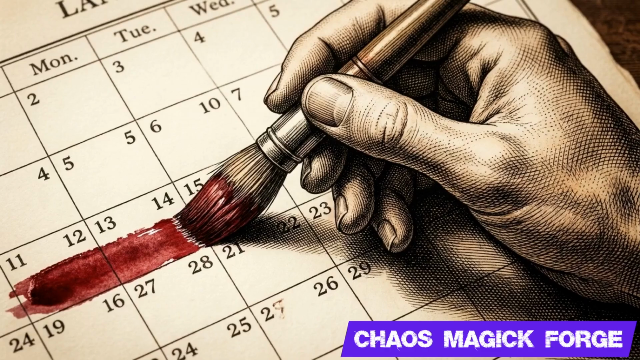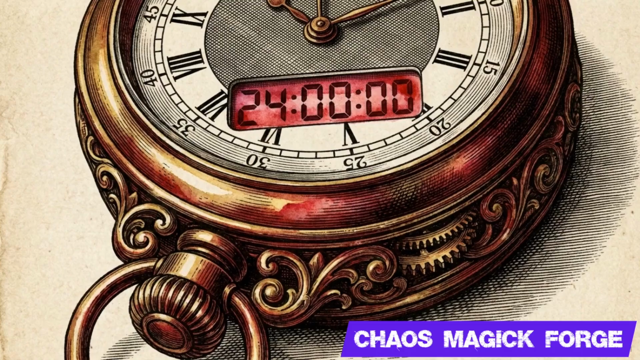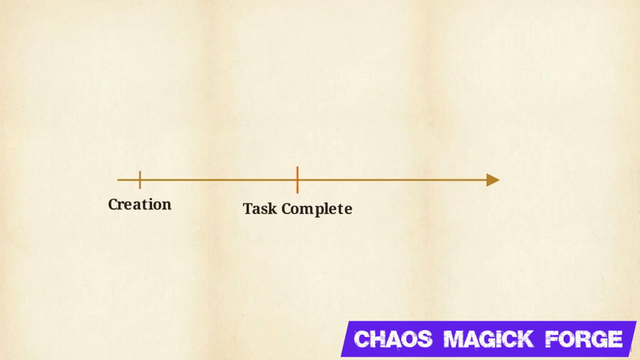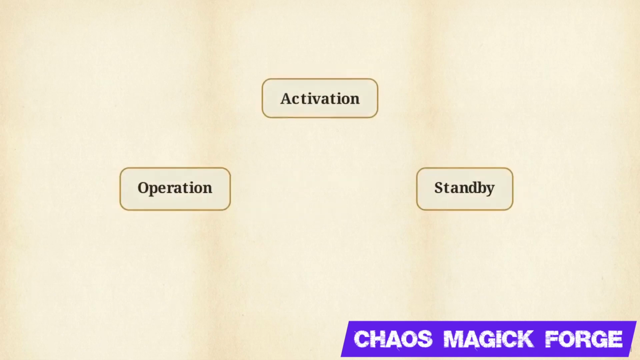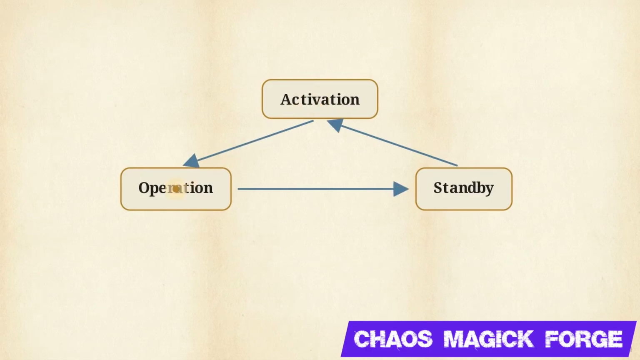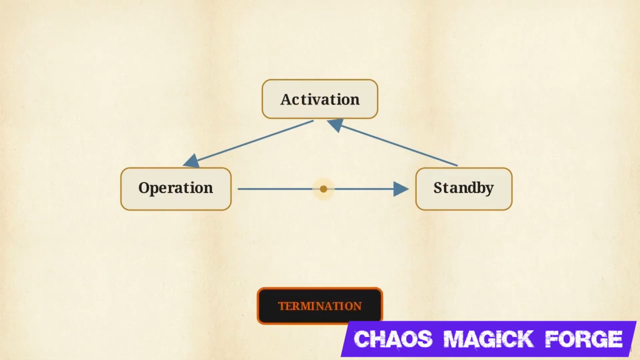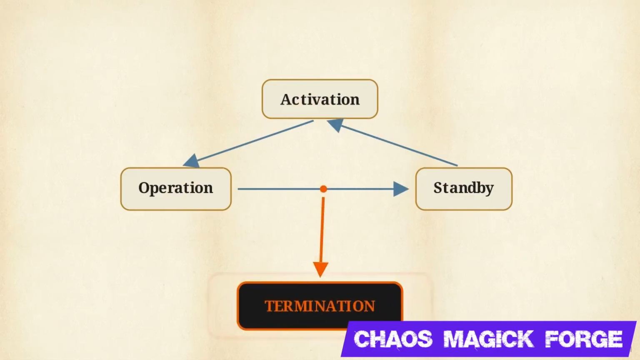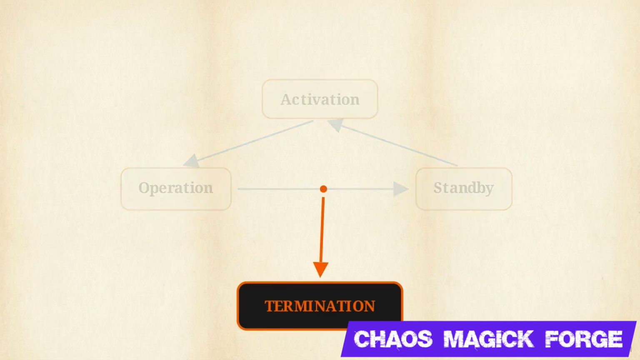Next, you have to establish the entity's lifespan. You need to decide right now if this servitor will exist for a single day, until a specific project is finished, or if it will be a long-term entity you call on indefinitely. This brings us to the most critical safety feature of your blueprint, visualized here by the stark termination node at the end of this lifecycle flowchart.